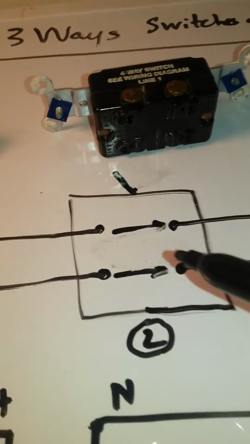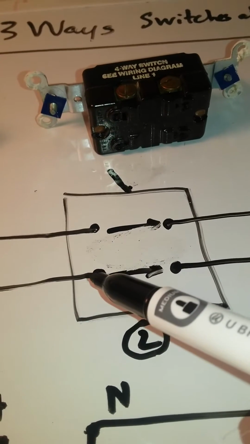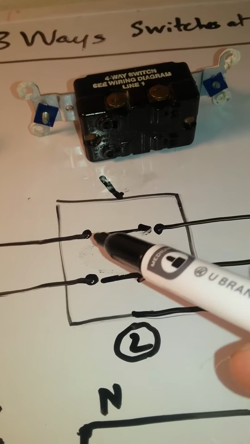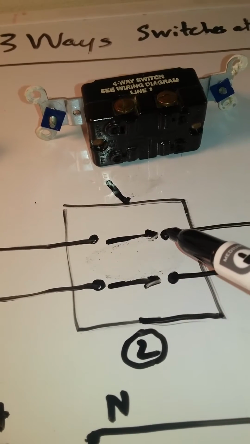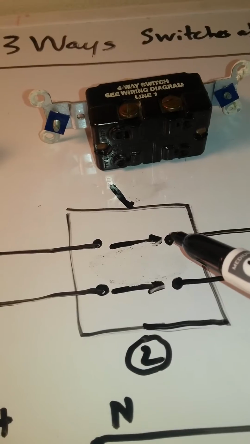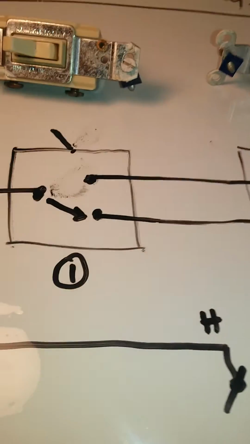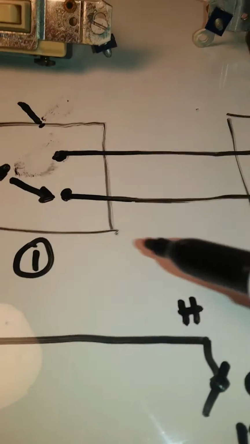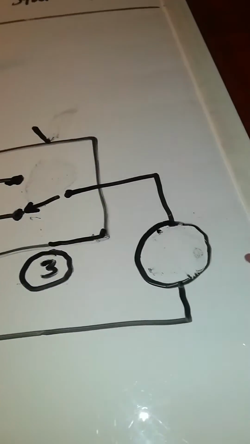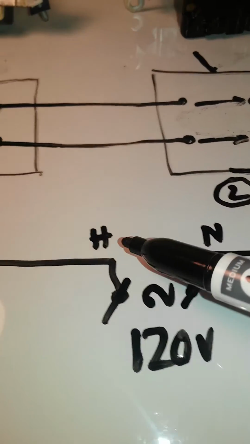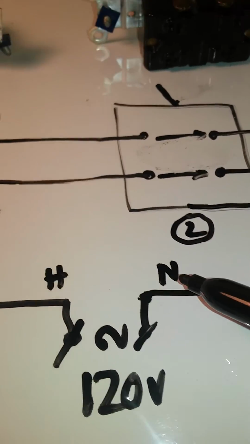In my diagram, on one side 2 terminals here connect directly. On the other side, 2 terminals here connect directly. And I have another 3-way switch. So look at my circuit. I have 3 switches, 1, 2, and 3, and the light bulb here, and the source, 120 volt, hot and neutral.